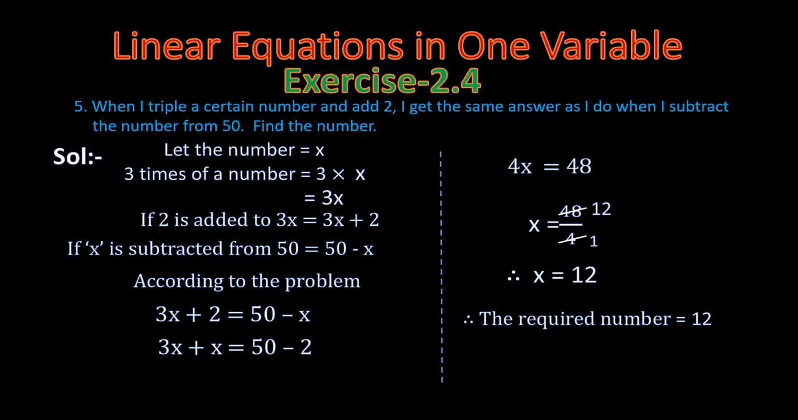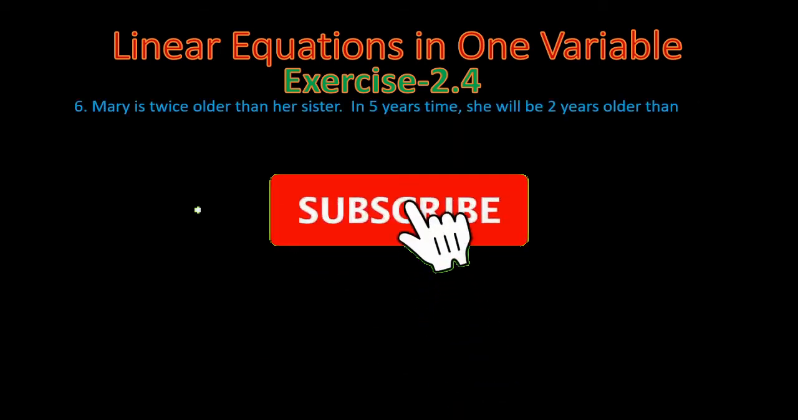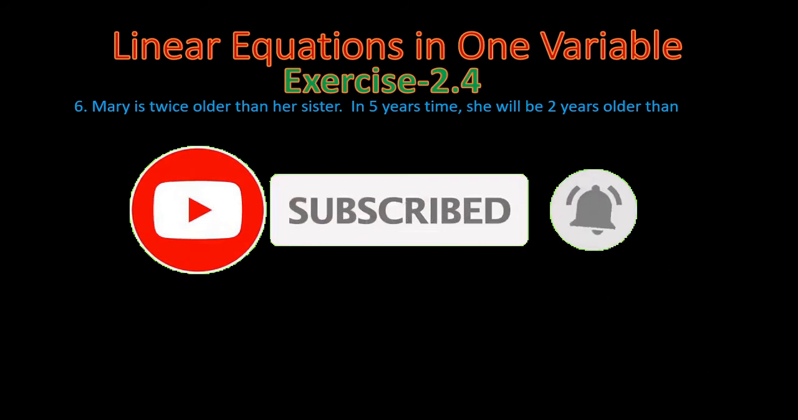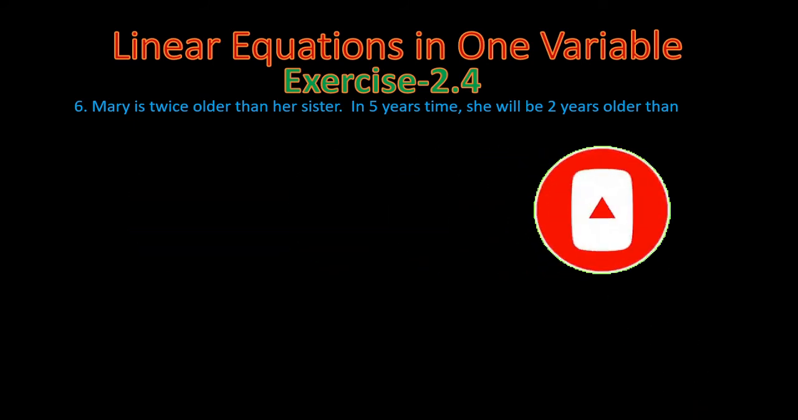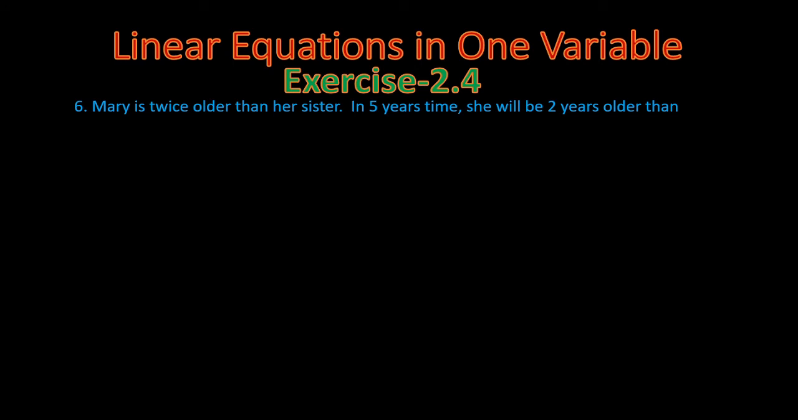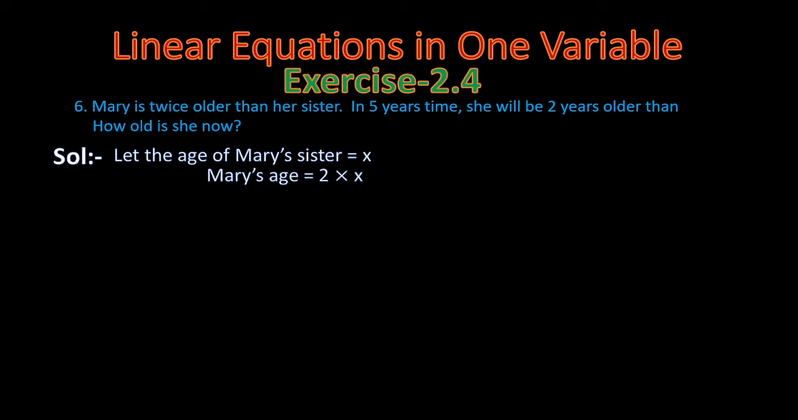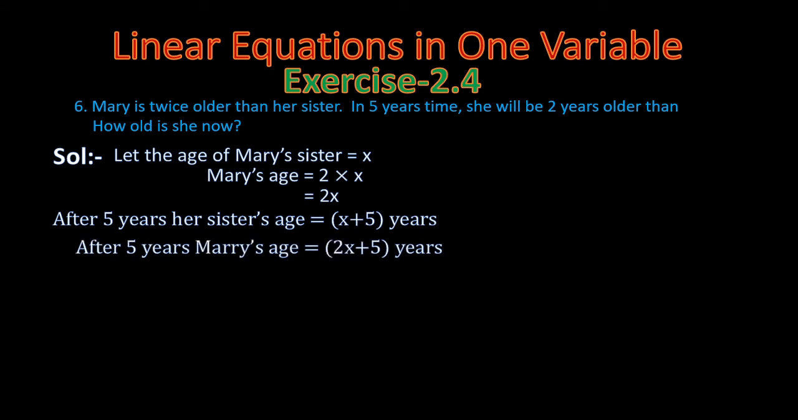Then go to next problem. Sixth problem: Mary is twice as old as her sister. In 5 years' time, she will be 2 years older than her sister. How old is she now? Solution: let the age of Mary's sister be x. Mary's age is equal to 2 into x, that is equal to 2x. After 5 years, her sister's age is equal to x plus 5 years. After 5 years, Mary's age is equal to 2x plus 5 years.